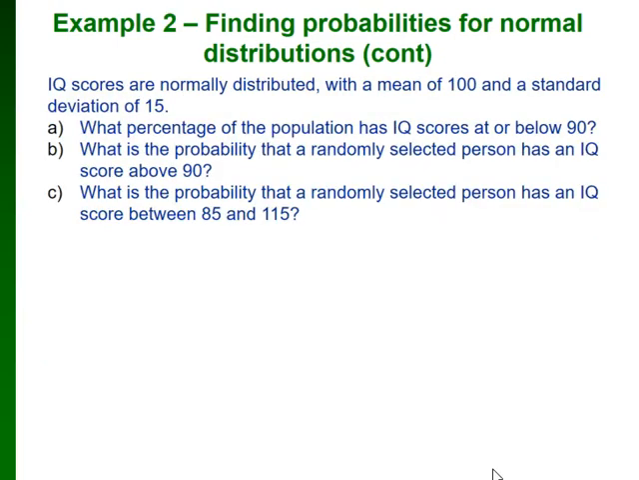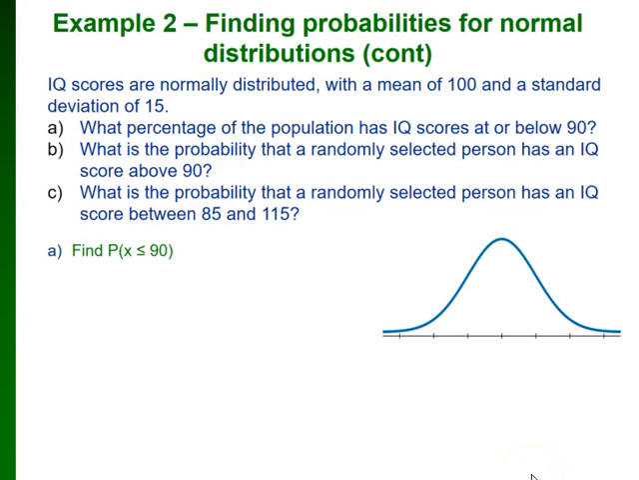Let's do some more examples. In these, we're talking about IQ scores. These are normally distributed with a mean of 100 and a standard deviation of 15. For the first question, we're trying to find the percentage of the population that has IQ scores at or below 90. That's the same as finding the probability that x is less than or equal to 90.